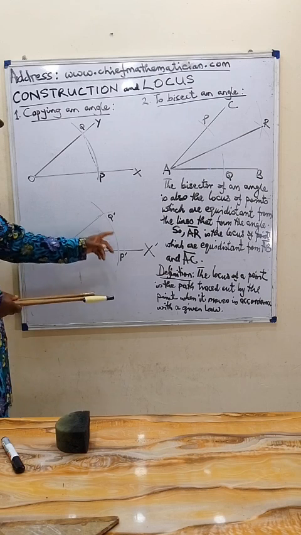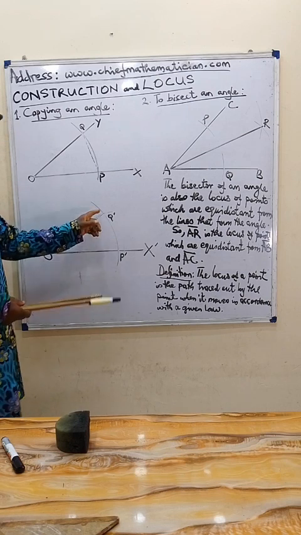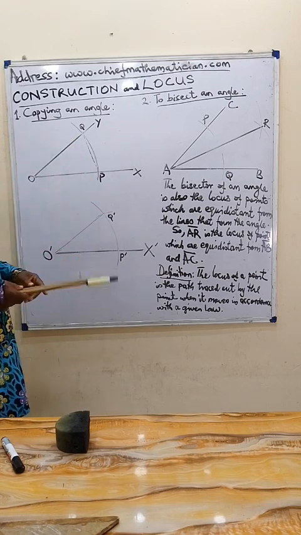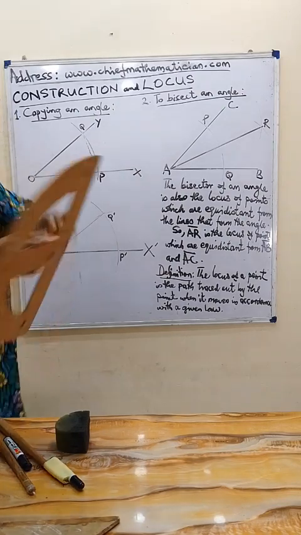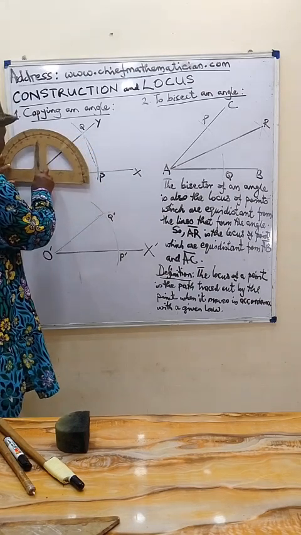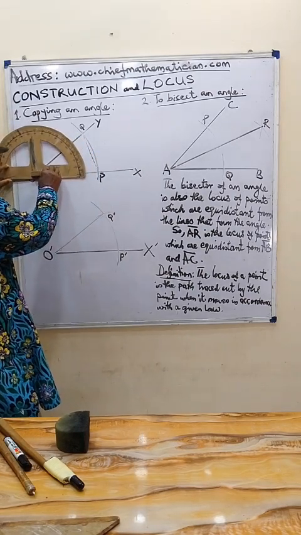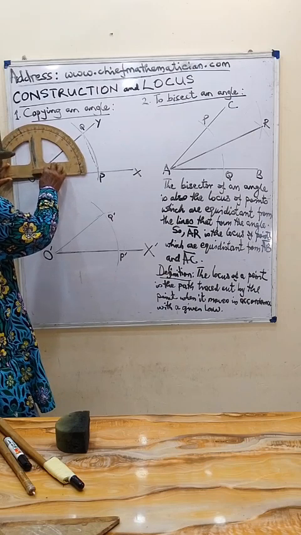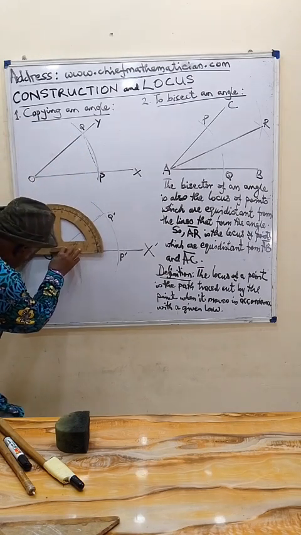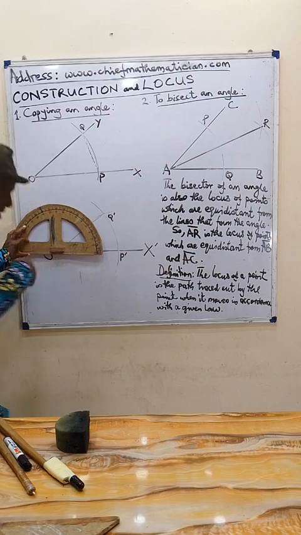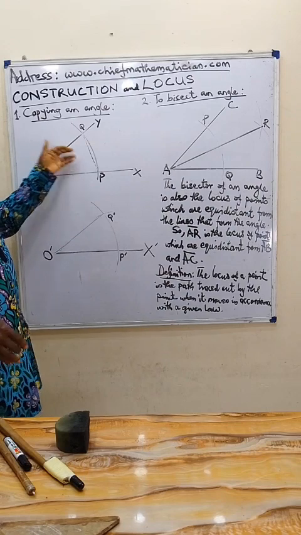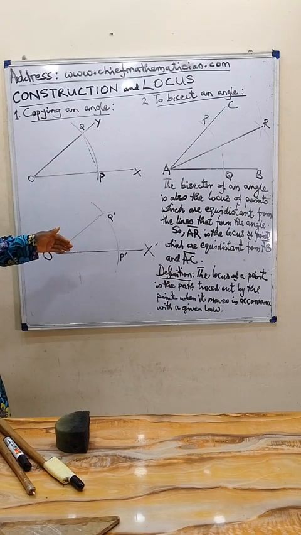Angle O prime P prime Q prime is the same as OPQ. All you need to do is use your protractor to confirm it. You measure this angle, you come and measure this one. It's exactly the same. So we have been able to copy this angle by going through this process.